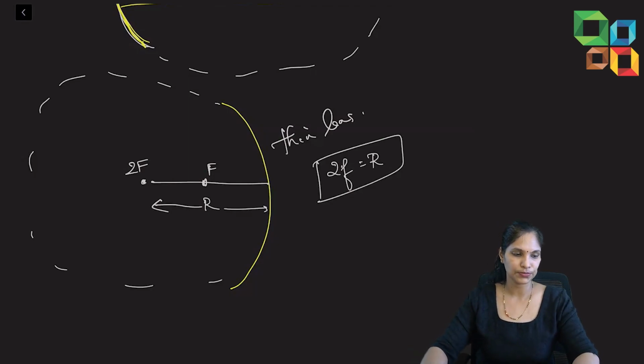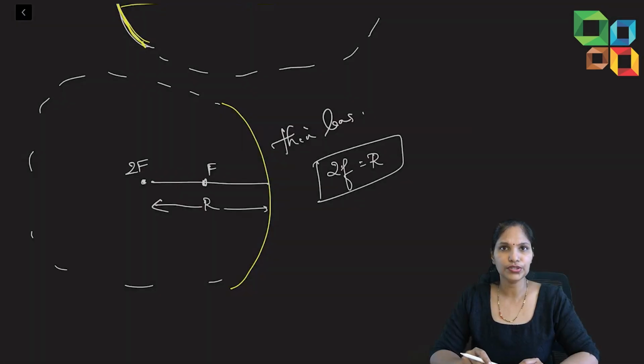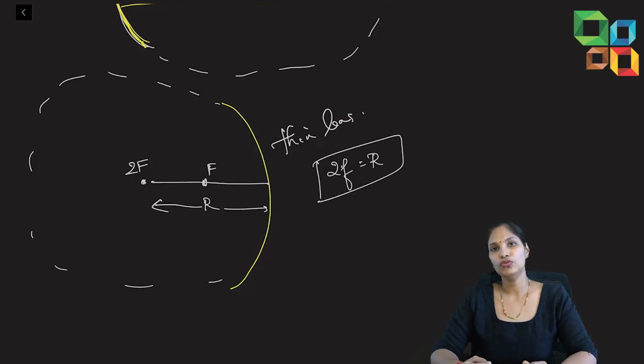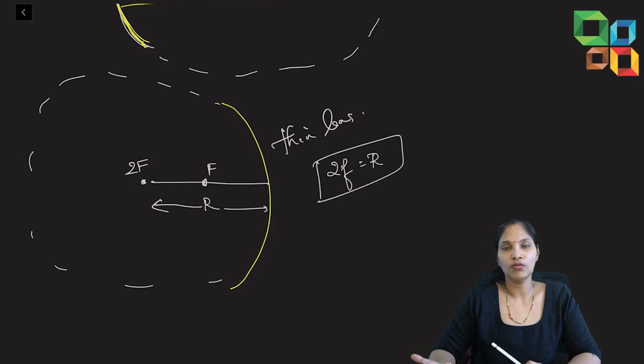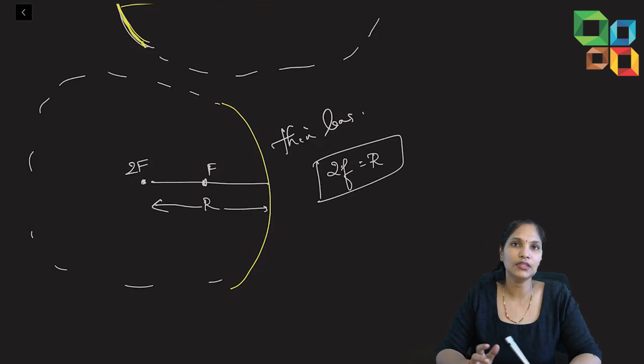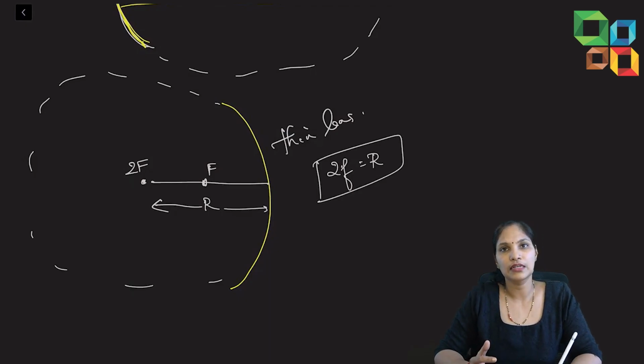Okay. So for today, this is enough. In the next class, I will teach you how to draw the ray diagrams for different positions of the object, and how you obtain the image. Let us see all that. So what rays we can consider to get the image, and when the objects are kept at different positions. So that we will see in the next class. Okay.